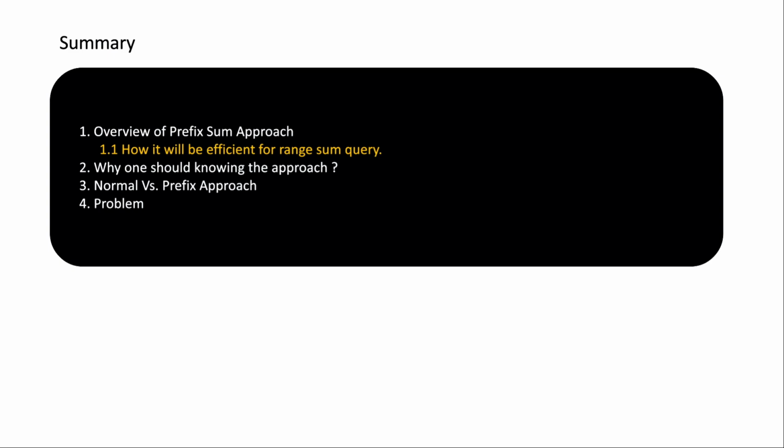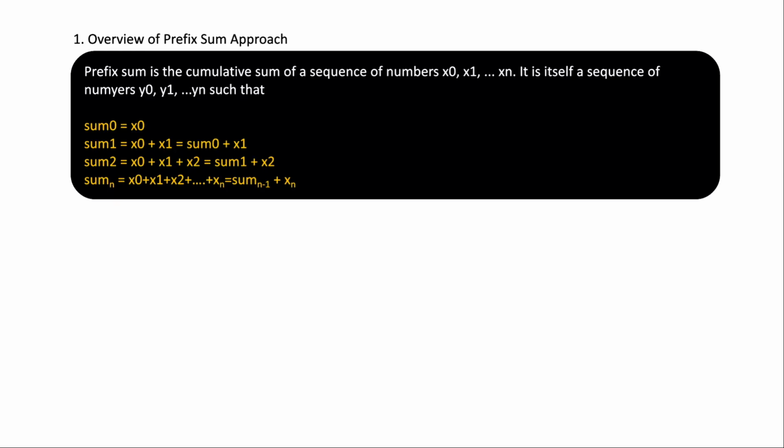Now let's get started. So prefix sum is the cumulative sum of a sequence of numbers x0, x1 till xn. It is itself a sequence of numbers y0, y1, yn. What it says is, you have some given numbers, we calculate a prefix sum out of it, and then we use that sum to find some results.